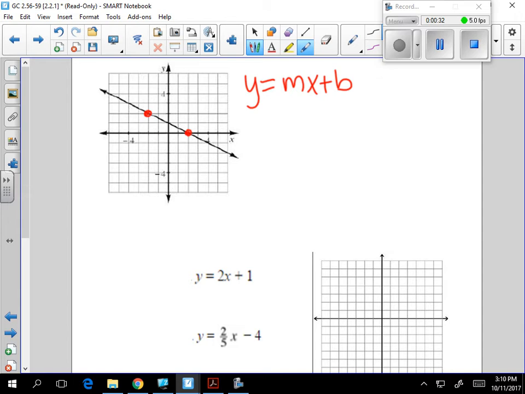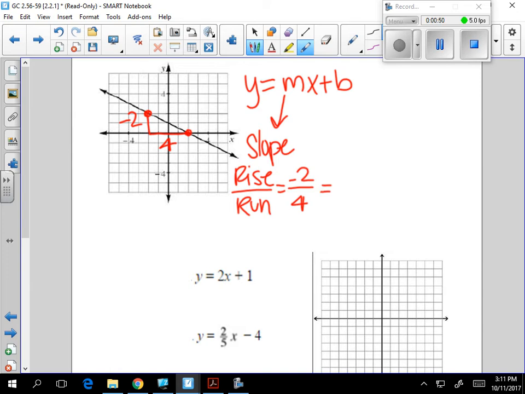So I draw my slope triangle down 2 over 4. Okay, that is the slope between 2 points. So my slope, which is rise over run, equals -2 over 4. And we can also write it reduced as -1 over 2.